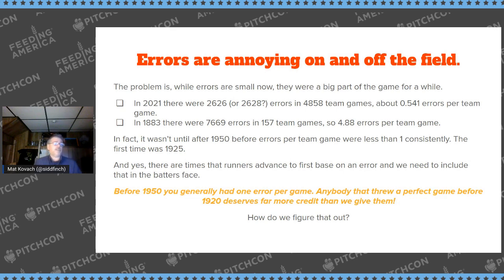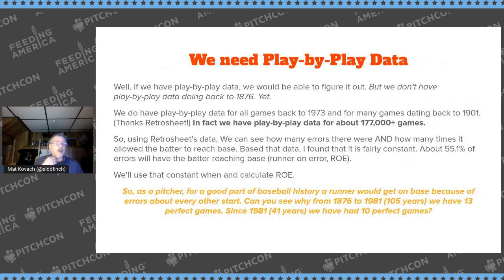But how do we figure out how the batters go? The best way to do it is if we had play-by-play data for everything back to 1876. We don't. We do have a lot of play-by-play data. There is a website called retrosheet.org. I use their stuff quite a bit. They have play-by-play data for every game since 1973, and they do have an extensive amount of play-by-play data for games going back to 1901. They have about 177,000 games with play-by-play data.